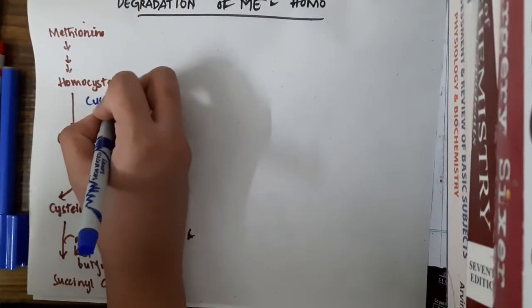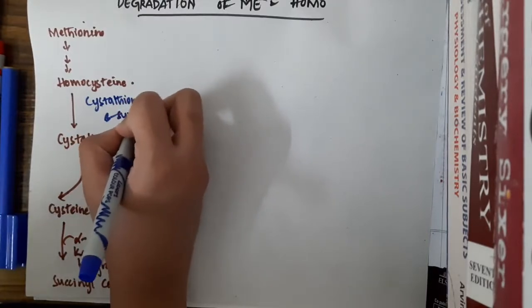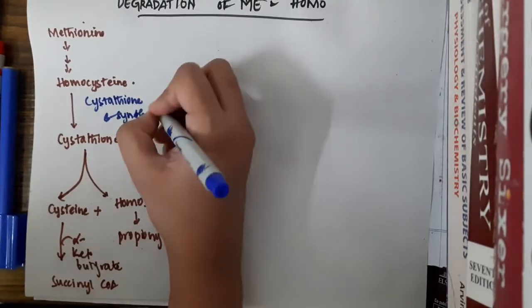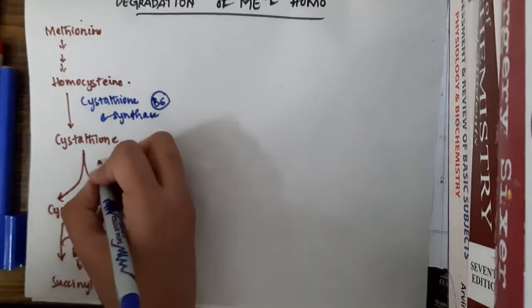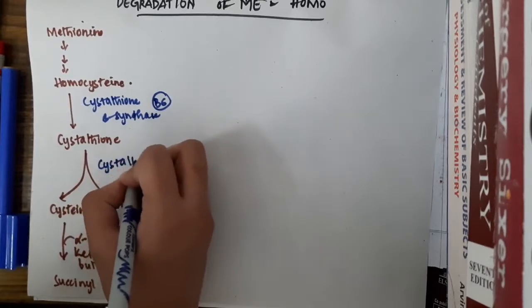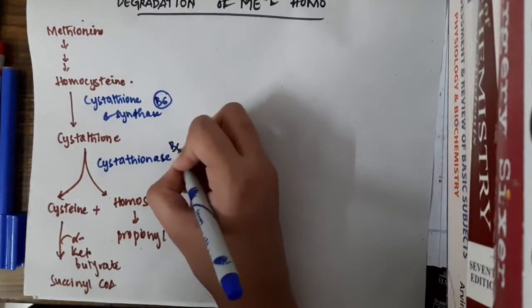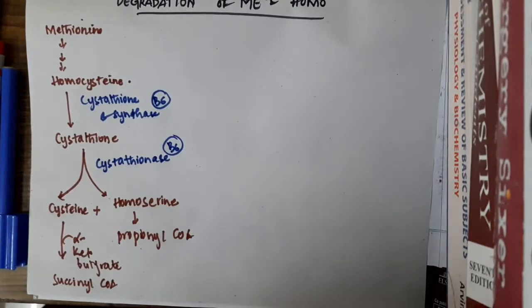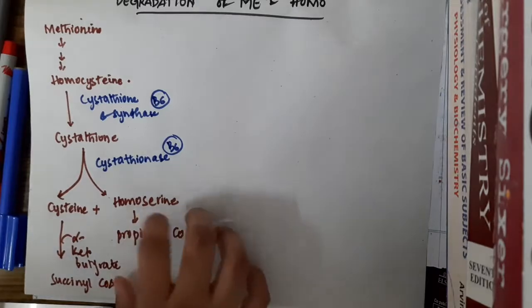So if you see, homocysteine in the presence of the enzyme cystathionine beta synthase forms cystathionine, and this cystathionine beta synthase requires vitamin B6. This cystathionine, in the presence of cystathionase, forms cysteine and homoserine. Even this requires vitamin B6. Cysteine combines with alpha ketobutyrate and forms succinyl CoA, whereas homoserine will form propionyl CoA.